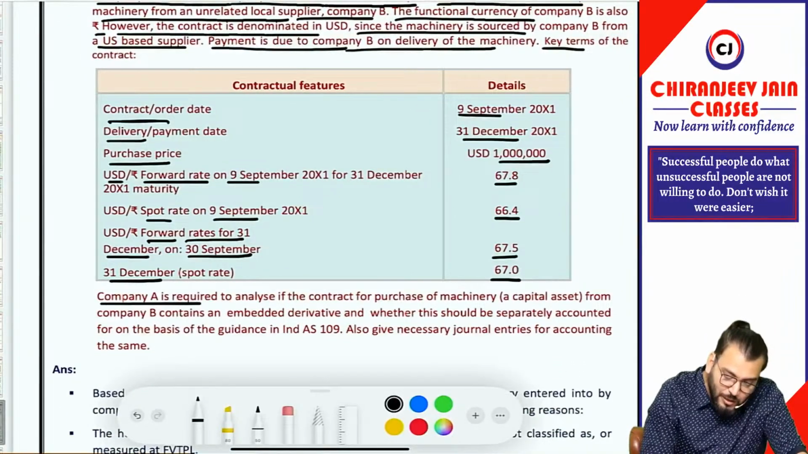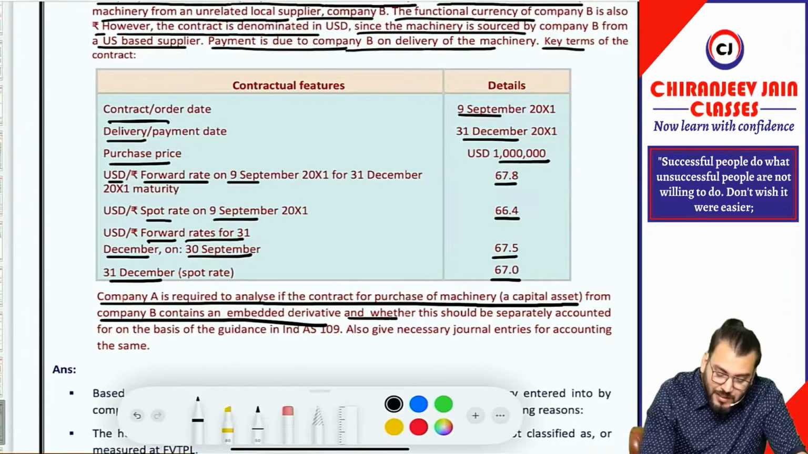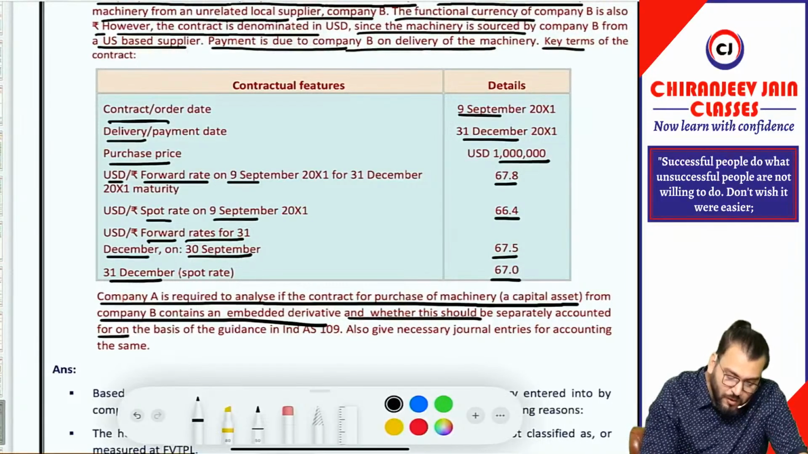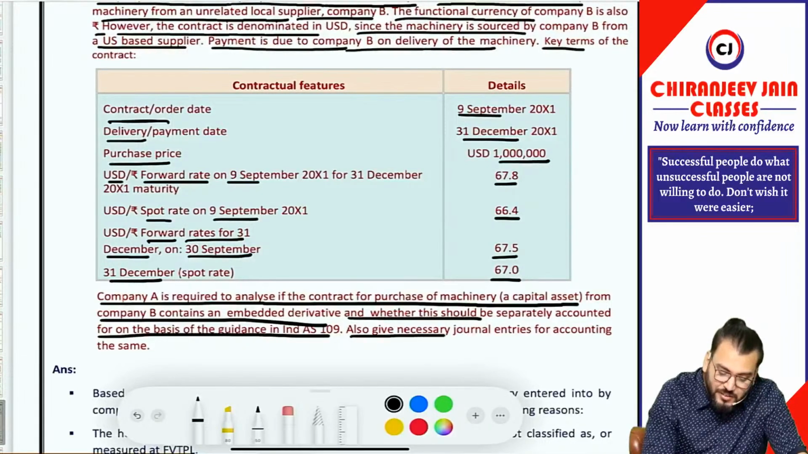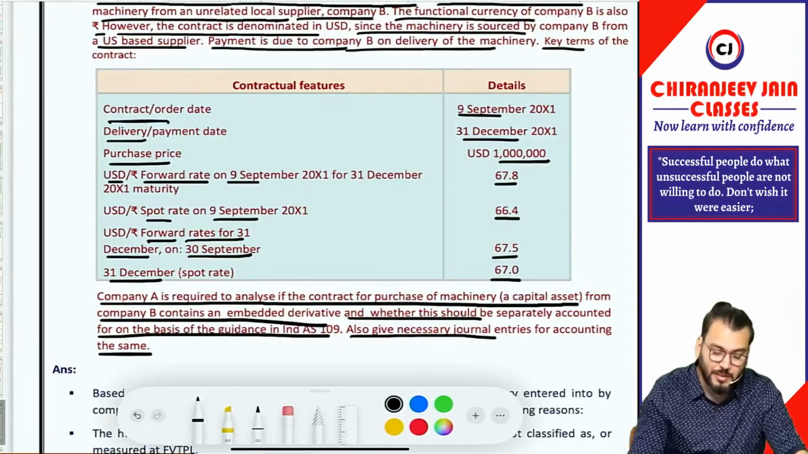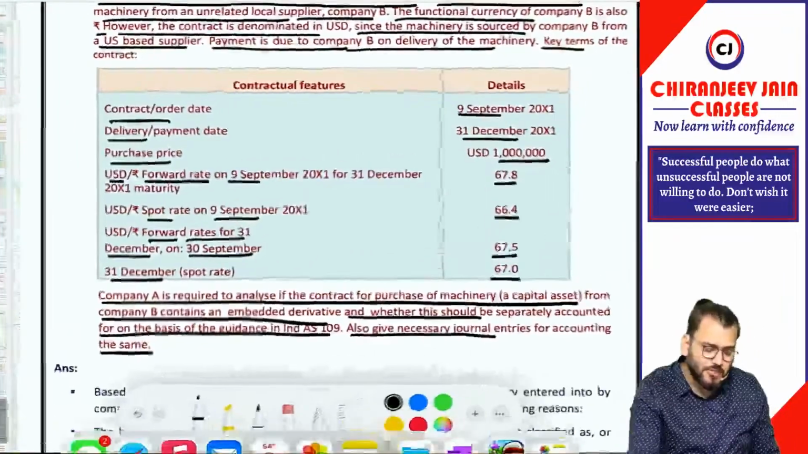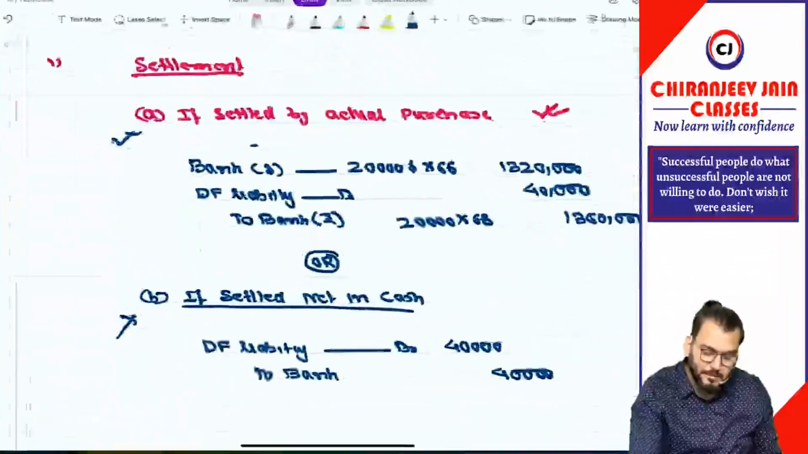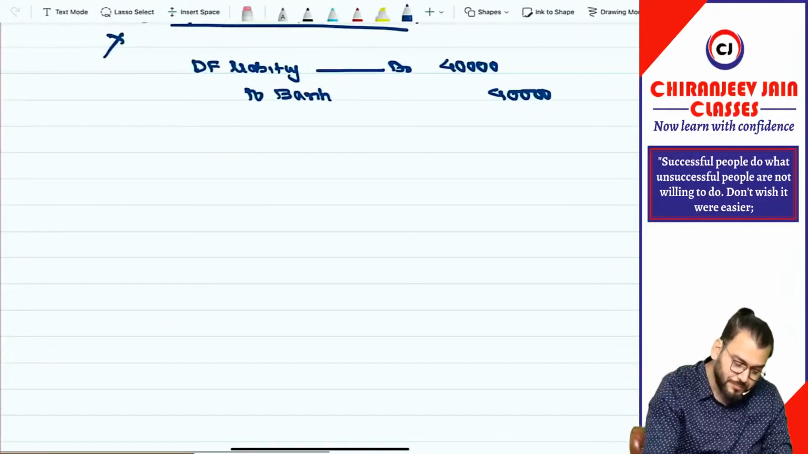Company A is required to analyze if the contract for purchase of machinery, a capital asset, from Company B contains an embedded derivative and whether this should be separately accounted for on the basis of guidance given under Ind AS 109. Also the necessary journal entry for accounting the same. Now whenever these types of questions come, it means there is an embedded derivative. Just try to understand what actually happened.